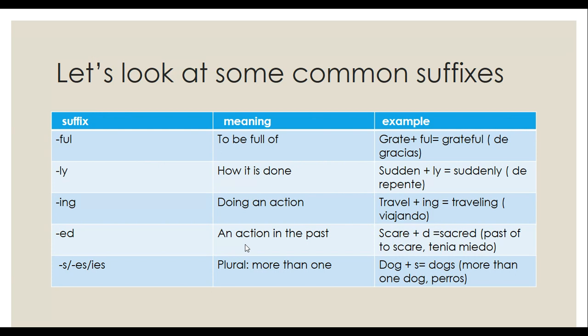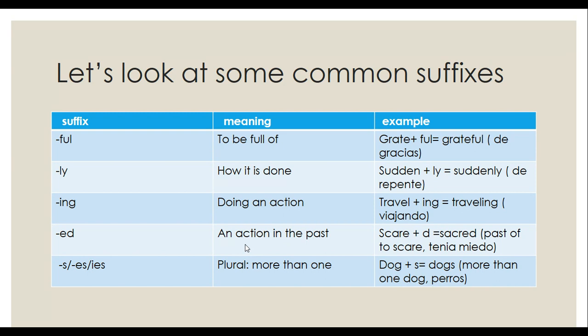Now, I hope you've done your prefix tree map. We're going to look at some common suffixes now. So one suffix is full. So full means to be full of. For example, grateful. So what does that mean? I'm full of gratefulness. I'm full of being thankful.